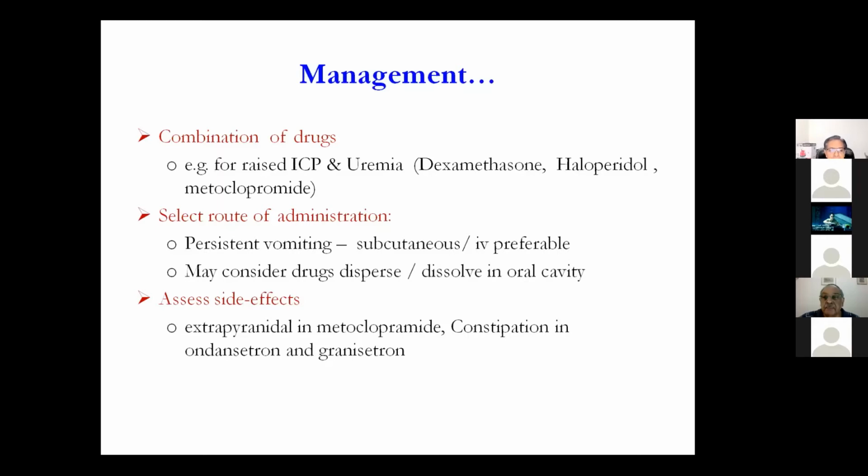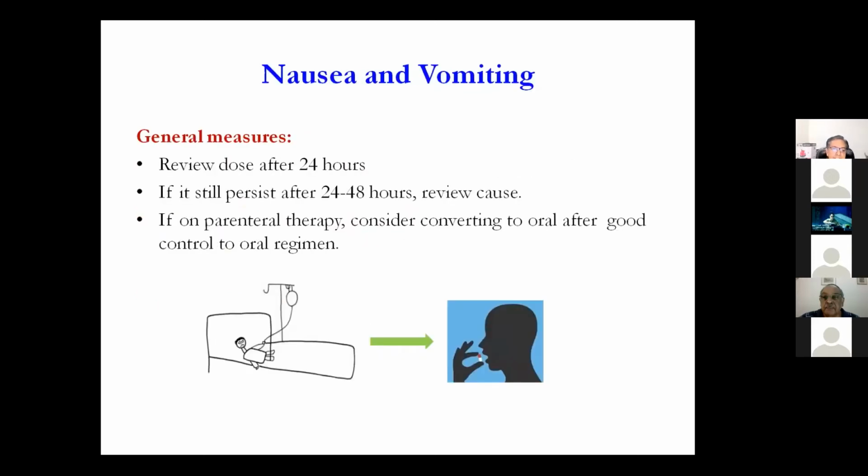Simultaneously, some of the drugs may have side effects. For example, if you start them on Perinorm, that is metoclopramide, they can have extrapyramidal symptoms. Patients on drugs like ondansetron or granisetron, if they are given for longer duration, can develop constipation. That's why we also need to look for these associated complications when the drugs are started.